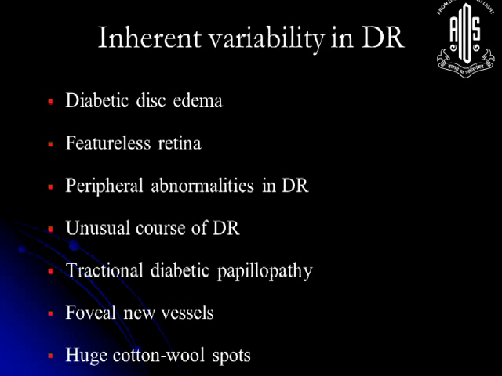It comes through diabetic disc edemas, a featureless retina, we'll talk about this, and peripheral abnormalities. We think it's a central disease, but there are situations where the periphery is also involved. There are also unusual courses that diabetic retinopathy can take, tractional diabetic papillopathy, which we'll look at, and a few other miscellaneous things like foveal new vessels and huge, large cotton wool spots.